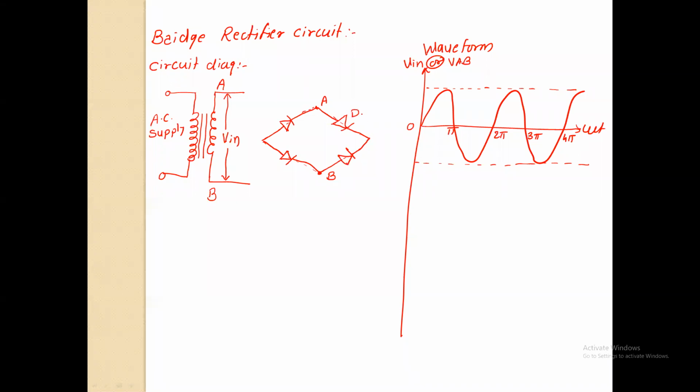Let me consider that this is D1, this is D2, this one is D3, and this one is D4. And now the two front corners: this point A is going to be connected to point A, and this B point is connected to point B. The front corners are connected to the two terminals of the secondary winding, and between the other two corners, the load resistor RL is connected, where we always measure the output voltage. This is the circuit diagram of a Wheatstone meter bridge.